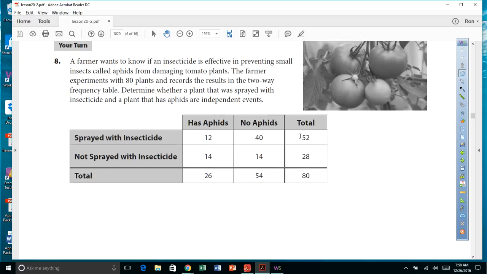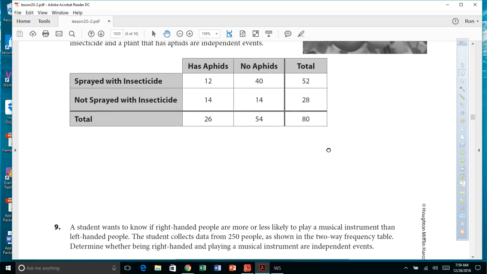Your turn. A farmer wants to know if an insecticide is effective in preventing small insects called aphids from damaging tomato plants. The farmer experiments with 80 plants and records the results in the two-way frequency table. Determine whether a plant that was sprayed with insecticide and a plant that has aphids are independent events.